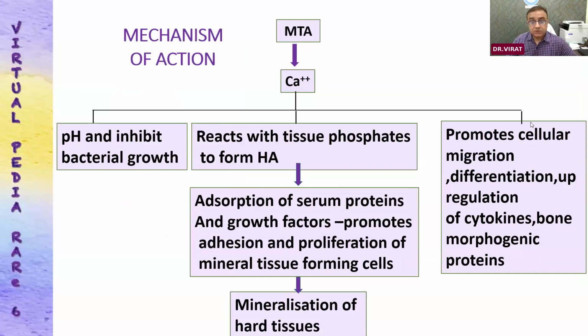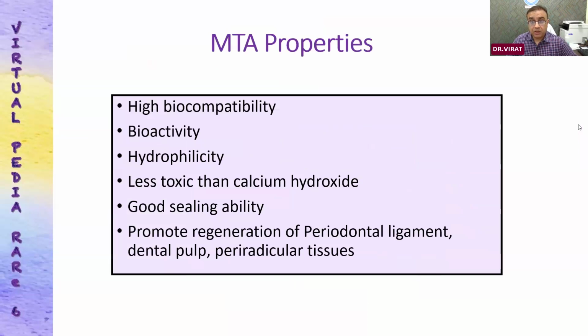Mechanism of action includes MTA releasing calcium ions, which are alkaline in pH and inhibit bacterial growth. It reacts with tissue phosphates to form hydroxyapatite. Then there is absorption of serum proteins and growth factors. They promote the adhesion and proliferation of mineral tissue forming cells, and then the mineralization of hard tissue occurs. It also promotes cellular migration, differentiation, and upregulation of cytokines and bone morphogenic proteins.